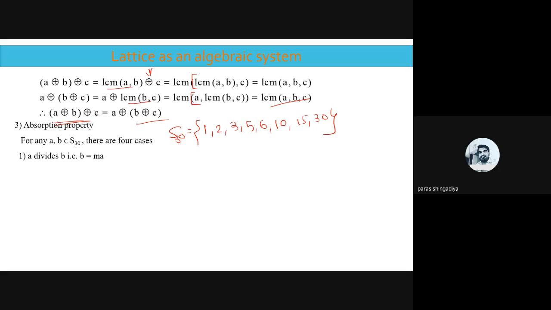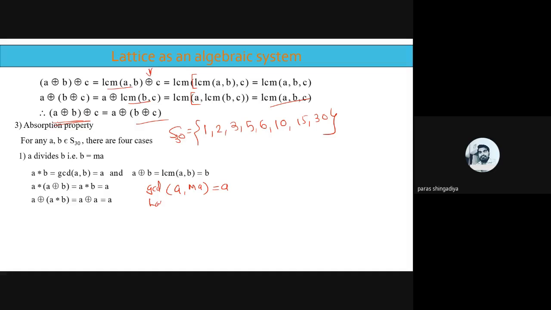Clear? So from this we can derive the condition B is equal to MA. Clear? And for this case, what is the answer of GCD of A, B? That will be written as A. Why is it A here? Because GCD of A comma B is GCD of A comma MA, the common divisor is A here. And for A ring sum B, LCM of A comma MA, the answer is MA, and MA is equal to B. Clear? So A star B is equal to A, and A ring sum B is equal to B.